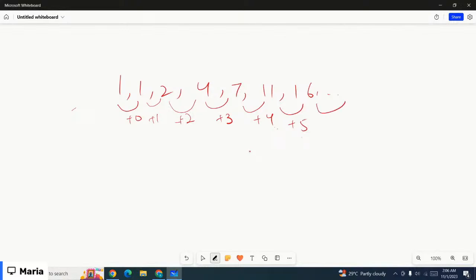So that means the next one must be 6. So 16 plus 6 equals 22, right? So the next number in the sequence is 22. Got it?